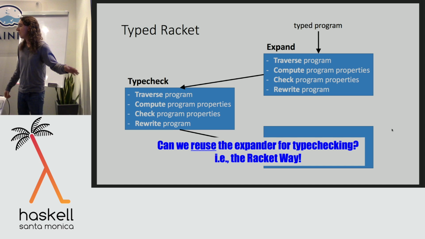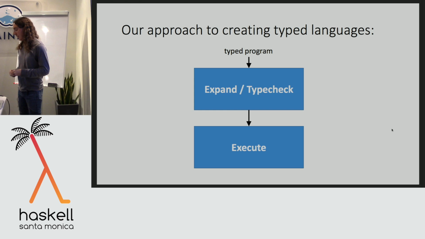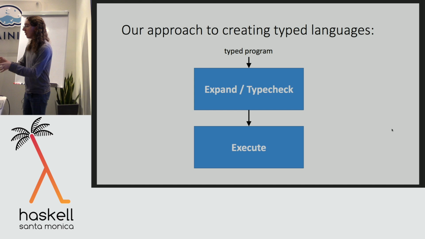So the alternative approach, which again is very, very new, is basically figuring out how to make macros interleaved with type checking. So macros actually do the type checking as well. Instead of just having the type checking at the very edge of the program, we push it in as the program expands.